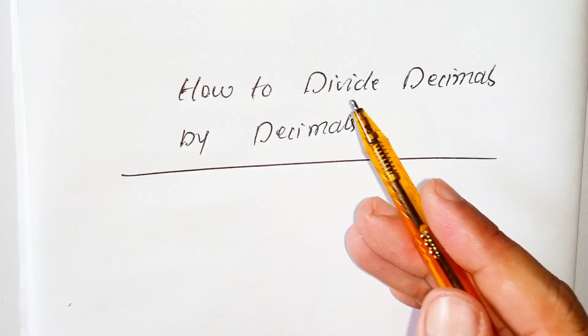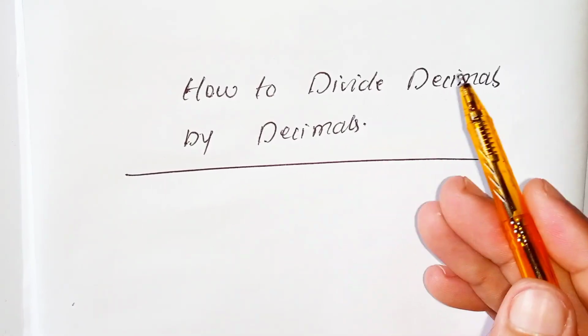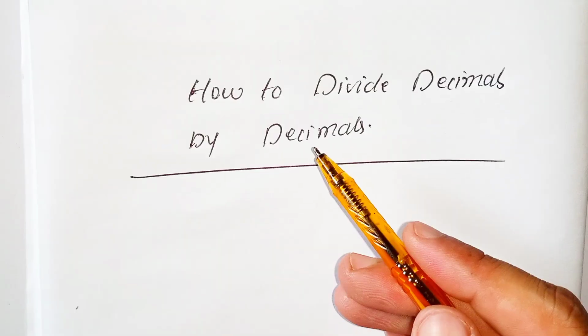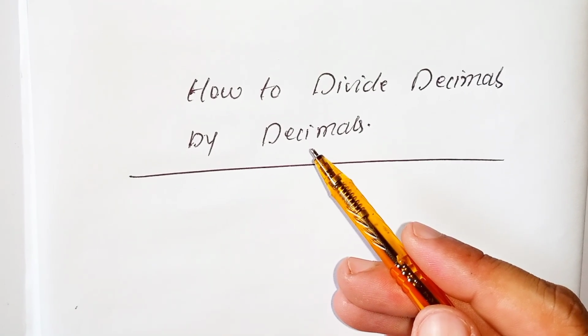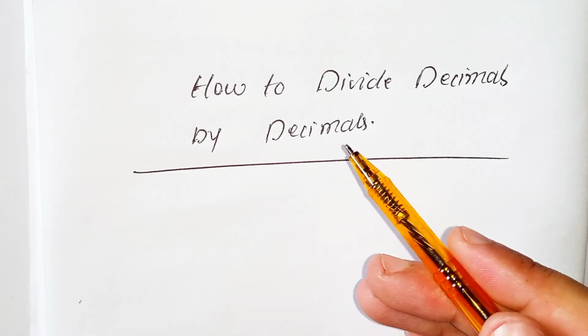If you know about the division of decimals by decimal, then congratulations. But if you don't know about the division of decimals by decimal, then don't worry. In this video, you will learn the step-by-step process. So we will take some examples and solve them. But there are certain rules that you have to follow.